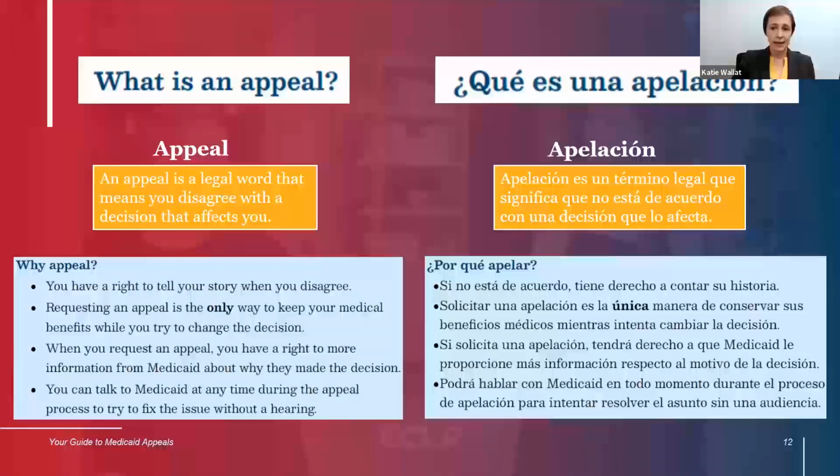When you request an appeal, you have the right to receive more information from Medicaid about why they made the decision that they did. And finally, sending that request to appeal does not mean you cannot take other steps to work out the issue, right? So you can continue to speak with those that made the decision, your home health agency, your Medicaid representative, anytime during that appeal process to try and fix the issue.